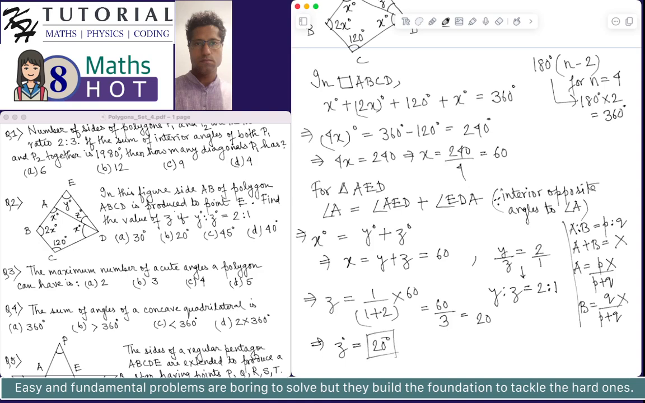Even though the given choices should have been 30, 20, 45 and 40, because it is asking the value of Z, Z should not be in degree because Z is a value. In the diagram, it is already given the angle is Z degree, so Z will be a number. So anyway, the angle Z is 20 degree, and the correct choice is B. B is the correct choice.